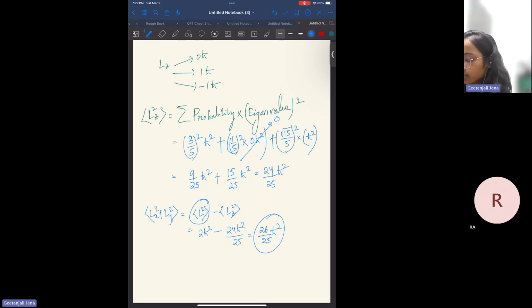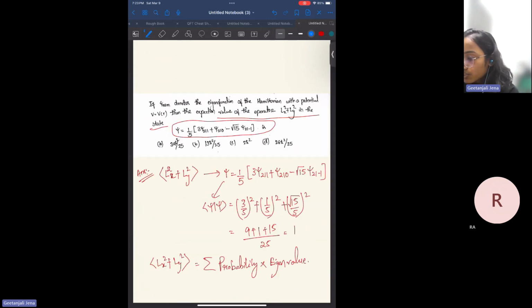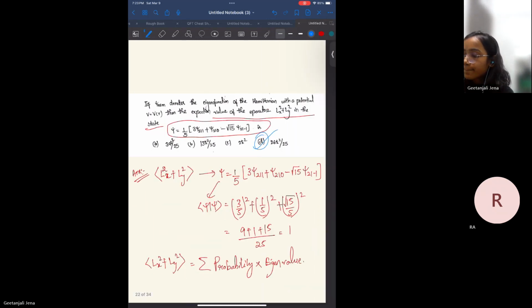So when you are given the expectation value of Lx or Ly, try to express it in terms of L square and Lz. Because the L square, Lz eigenvalues you already know. So if you can relate this to them, then you can easily find out the eigenvalue as well as the expectation as well as the probability. So the answer will be 6 D, 26 h cut square by 25.